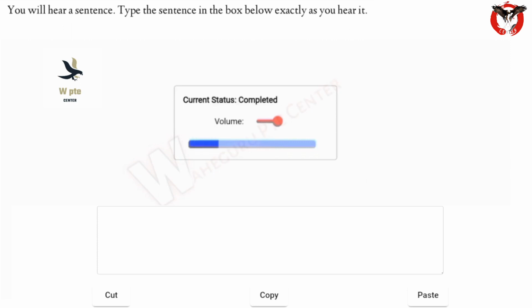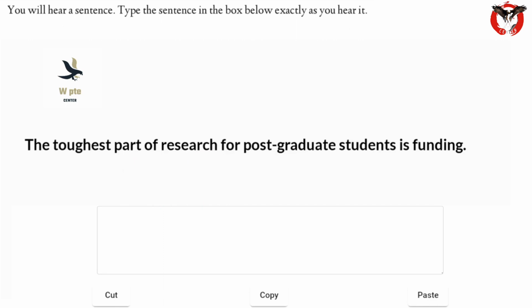The toughest part of research for postgraduate students is funding.